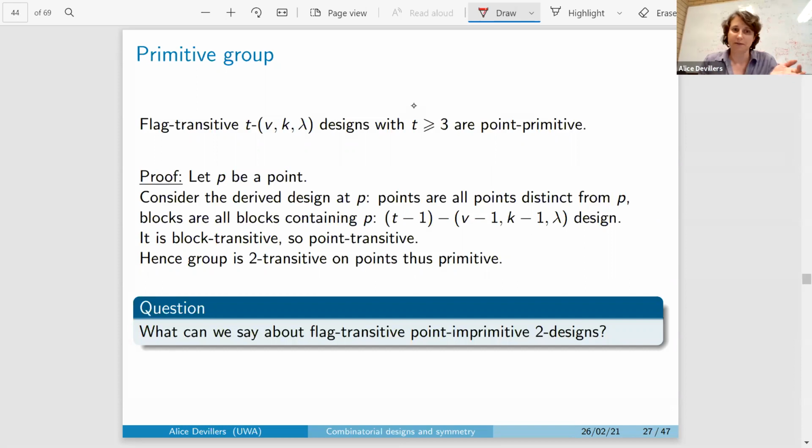And I want to have nice symmetries. So I'm looking at flag transitive and point imprimitive. That's what I'm interested in here. So the first comment is that if t is at least 3, then it can't be imprimitive. So we only have to worry about t equals 2, so 2-designs.